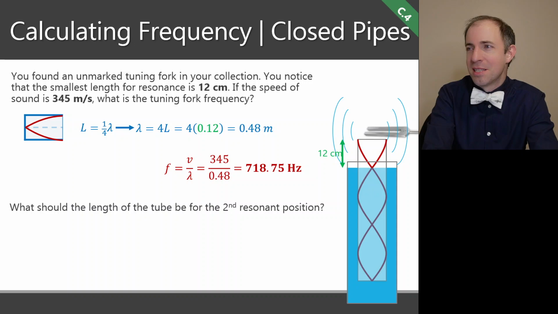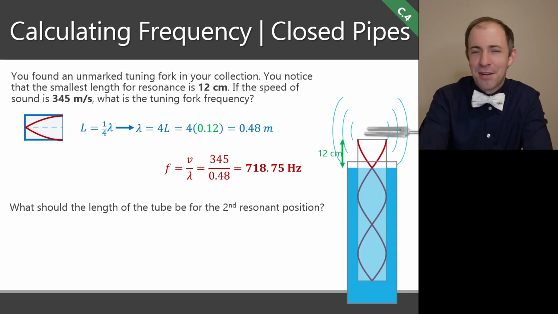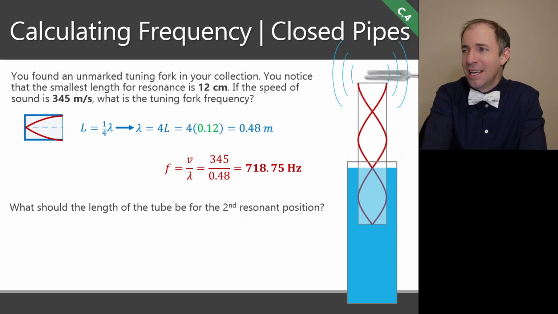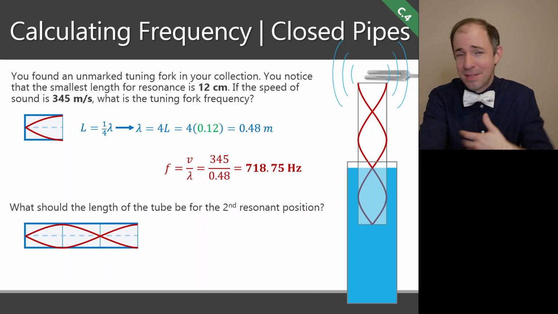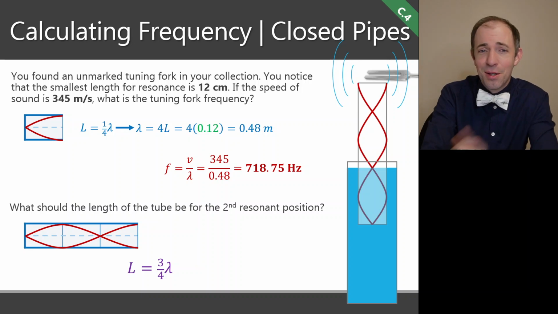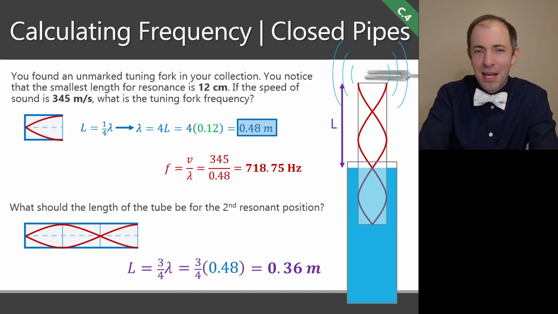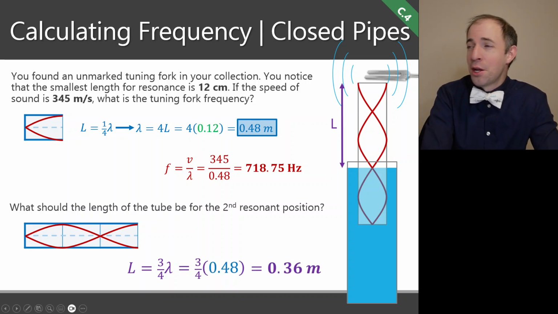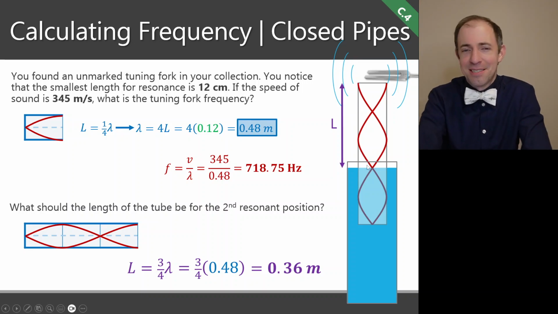Plug that in with the speed of sound, and I find that the frequency is about 718.75 hertz. I could keep going and find a second resonant position. This is the same wavelength. Now I know that this second resonant position is effectively the third harmonic, so it's 3/4 of a wavelength. It's the same wavelength, so 3/4 of that wavelength will give me a new length, which is now 0.36. Another way to think about it is it's essentially 3 times what it was before. It was 12 centimeters, now it's 36 centimeters.